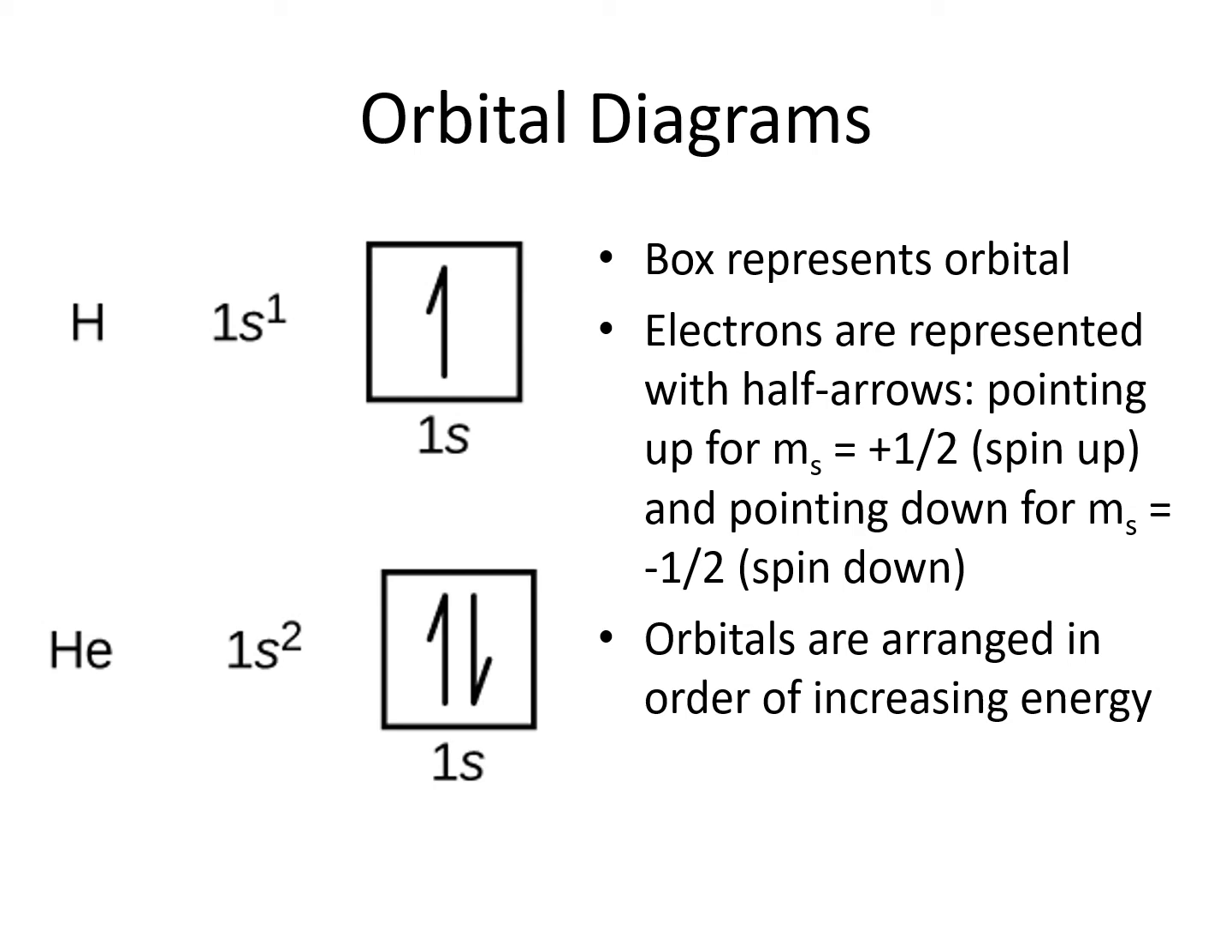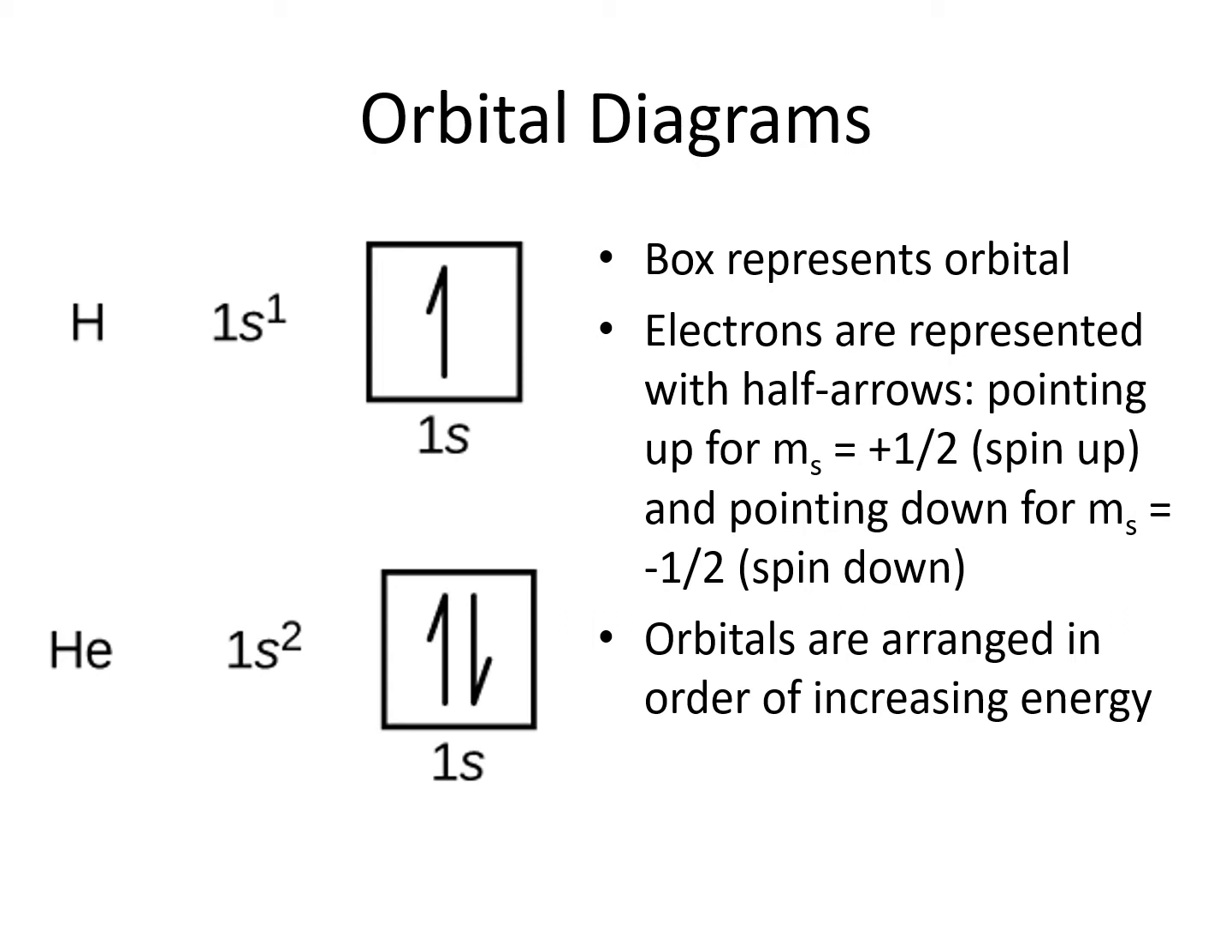Orbital diagrams are a more pictorial way of expressing electron configurations. They give us slightly more information as well. In each orbital diagram, each box or horizontal line represents one orbital. Electrons are represented with half arrows, a half arrow pointing up representing the spin up electron, and a half arrow pointing down representing the spin down electron.